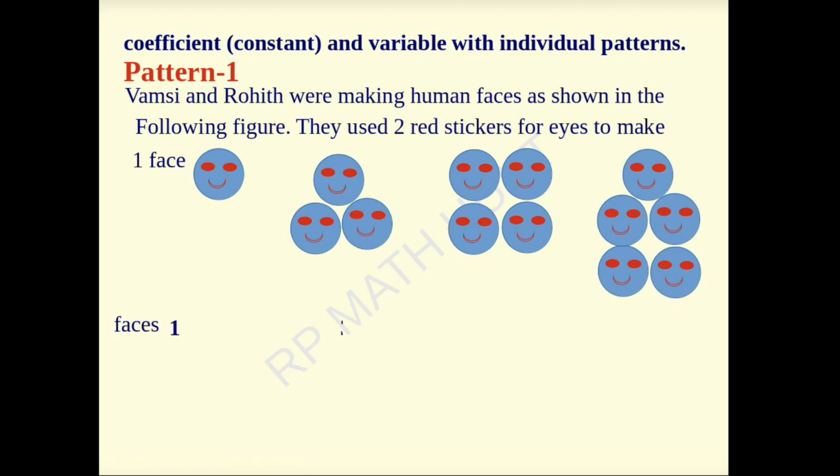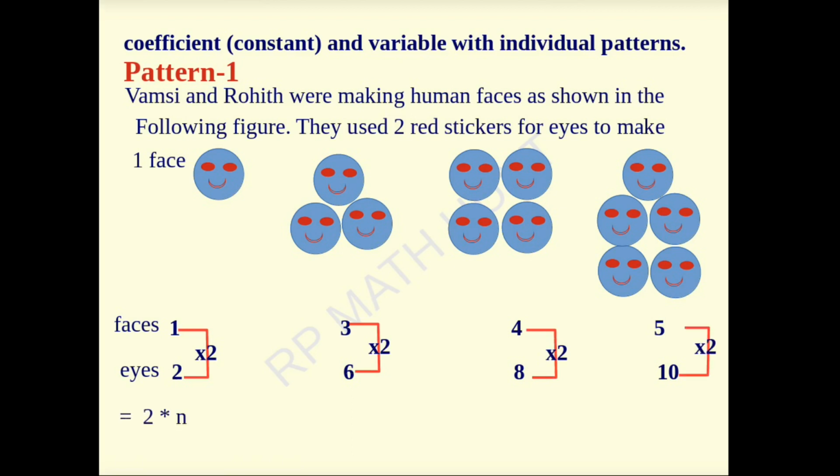The number of faces is 1, 3, 4, 5. But how many eyes are required? 2, 6, 8, 10. Just observe, for one face, 2 red eyes. 3 faces, 6; 4 faces, 8; 5 faces, 10. Every time we multiplied by 2. 2 times number of faces is equal to 2 into n.